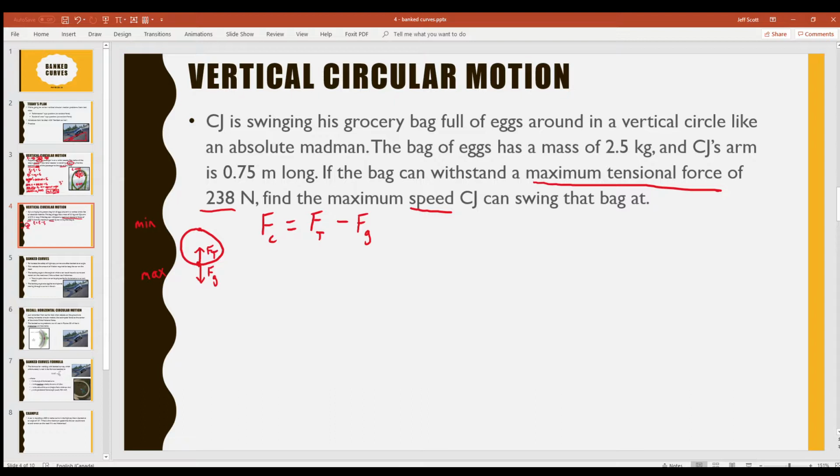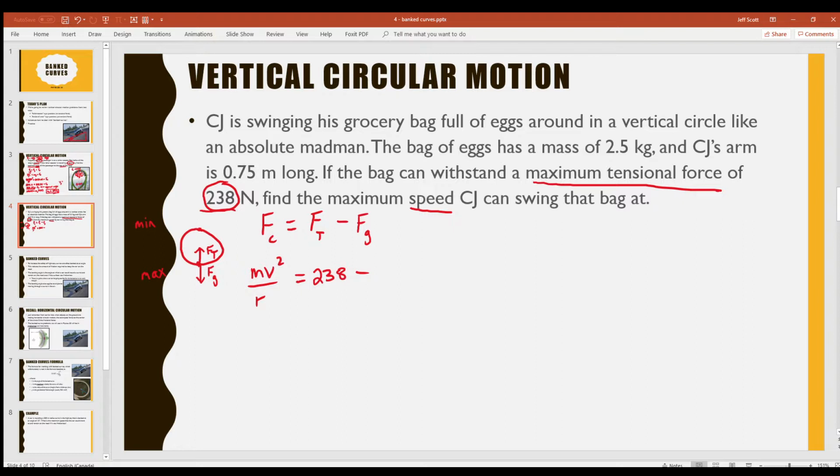There was one that involved speed and there was one that involved a time period. We're going to have to use the one that involves speed in this case. So our centripetal force can be broken down once again to be mv squared over r. This is going to equal our tensional force, which is actually given to us in this question. It's 238 newtons, so I'll just write that in as 238. No formula needed. Minus your force of gravity.